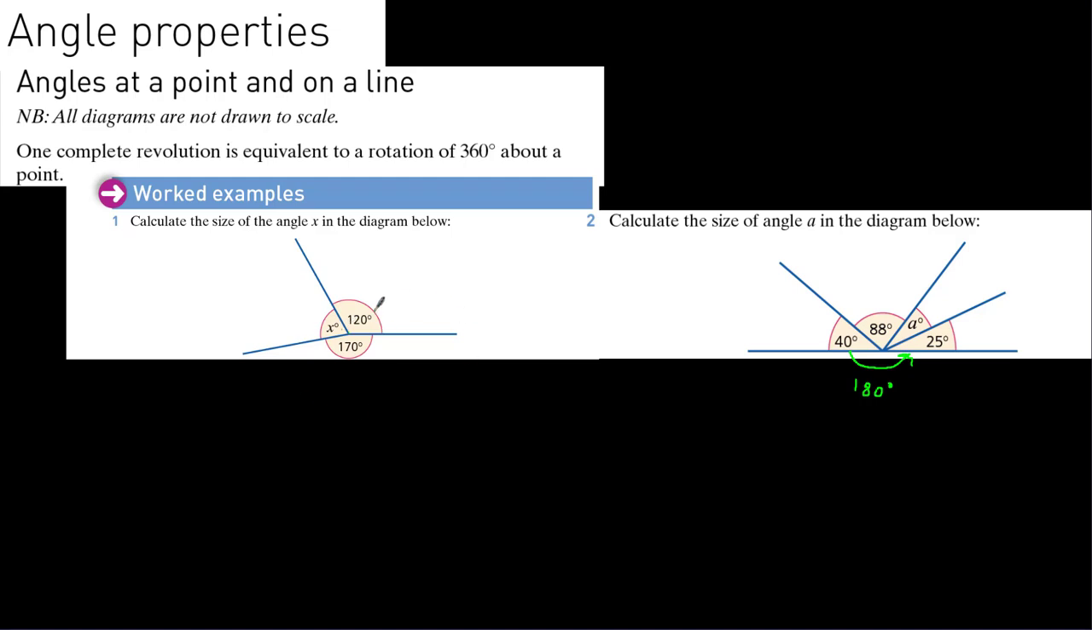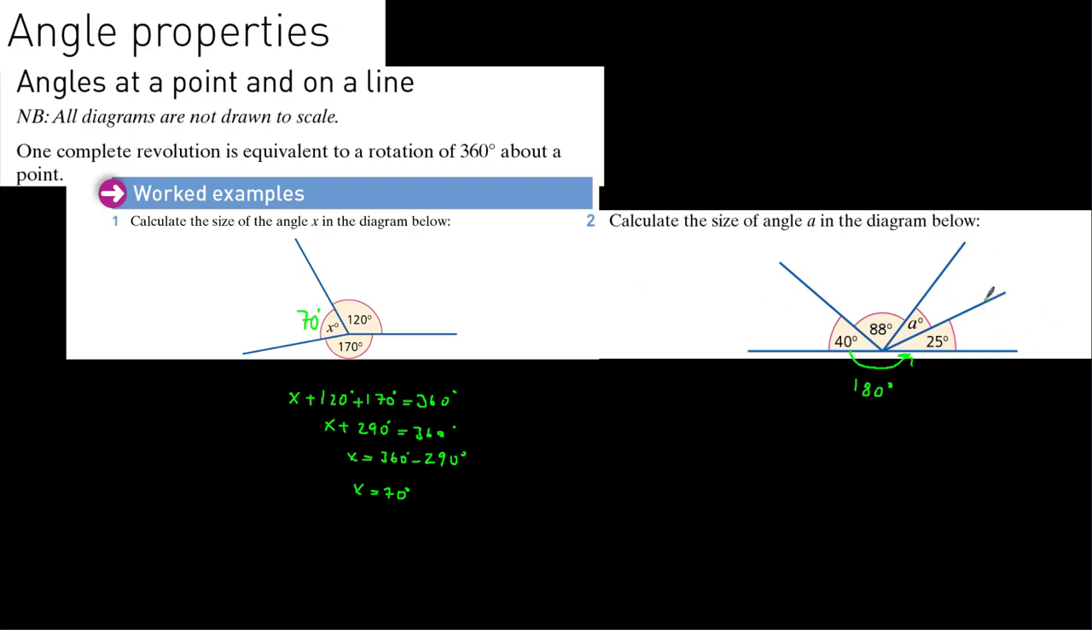If a complete rotation is 360 degrees, x plus 120 plus 170 has to be equal to 360 degrees. So x plus 290 degrees is equal to 360 degrees. So x is equal to 360 minus 290 degrees, and x is equal to 70 degrees. Okay, the second question here.